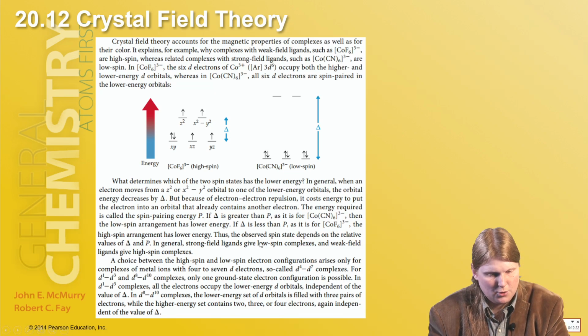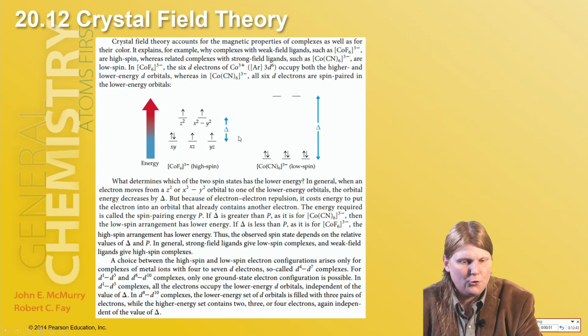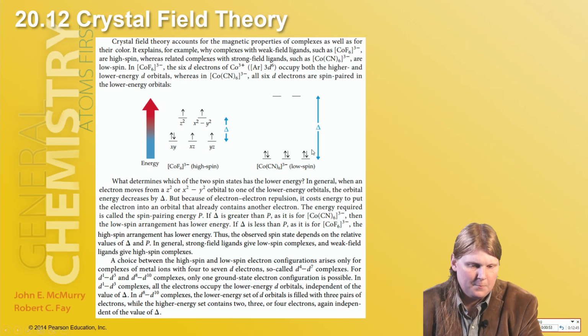So there's some additional space there. The choice between the high spin and low spin configurations arises only for complexes that have 4 to 7 d electrons. So there can be different ways, and they say all 6 d electrons are spin paired in the lower level before they go to the higher one. It depends on the size of this gap, which can also control whether they're high spin or low spin. Low spin can be if you have a bigger gap where it's harder to access the higher orbitals.